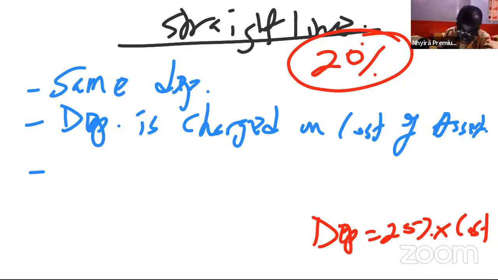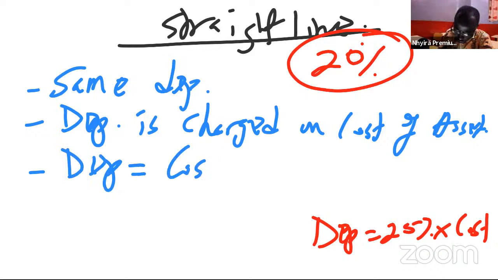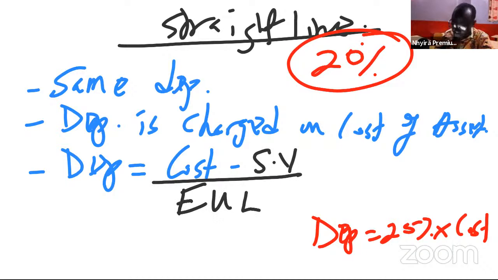For formula purposes, we say that the annual depreciation will be equal to the cost of the assets minus the scrap value or terminal value divided by the economic useful life of the assets. Annual depreciation will be equal to the cost of the asset minus the terminal value or the scrap value divided by the economic useful life of the asset. That is a straight line method.